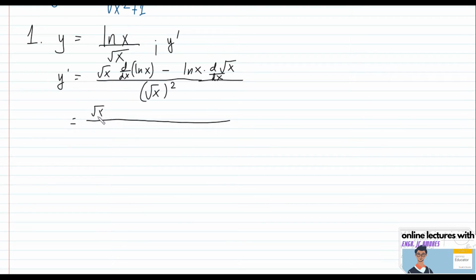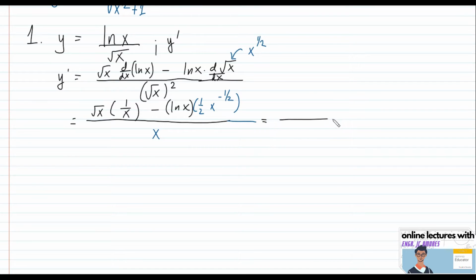So square root of x, what is the derivative of ln x? It is simply 1 over x, minus ln of x. Then for the derivative of square root of x, you could think of it as x raised to 1 half. If we apply the power formula, we have 1 half x raised to negative 1 half, and the derivative of x is simply 1. And then square root of x squared is simply x.